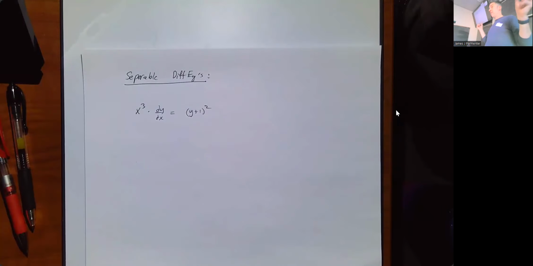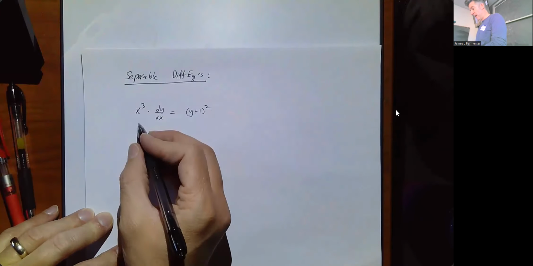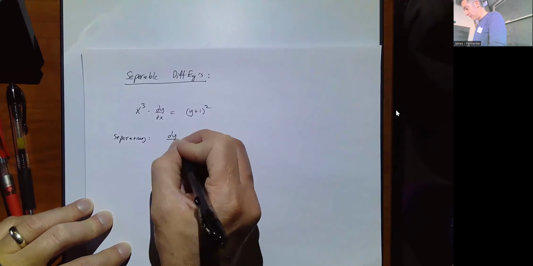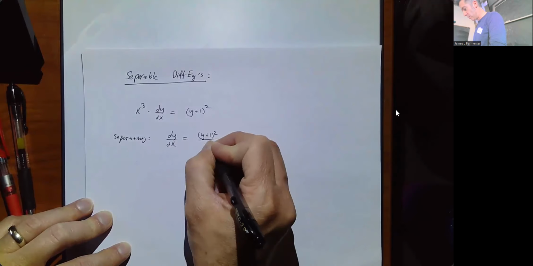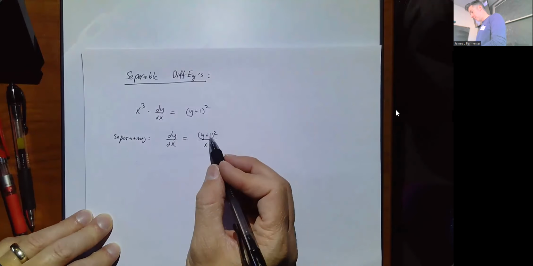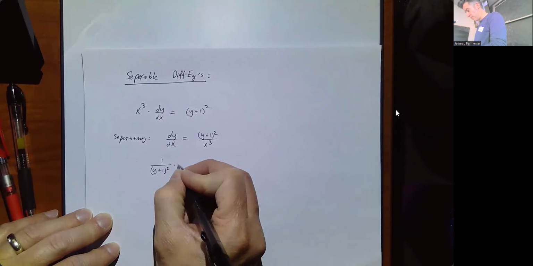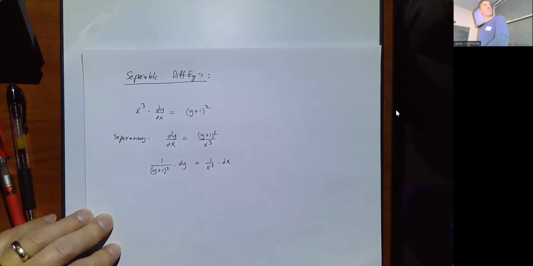It means you want to pull all the y's to the left and all the x's to the right. Because we want the d whatevers, the dy and the dx, to never be in the bottom. So I'm going to pull the dx over there, and then I'm going to also divide by x cubed and divide by y plus 1 squared. So let's check this out. So solving here, or I should say separating variables, we have dy dx equal to y plus 1 squared over x cubed. And then I'm going to bring the dx up there and the y plus 1 squared down there. So 1 over y plus 1 squared times dy equals 1 over x cubed times dx.